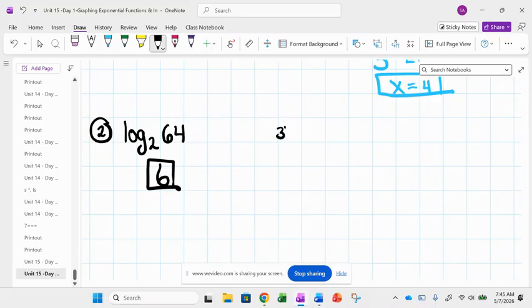Okay, let's say I ask log base 100 of 1. Do we all agree this is saying 100 to what power gives us 1? That's what this is saying. What power always gives us 1? 0. So this is 0. Log base 100 of 1 is 0.